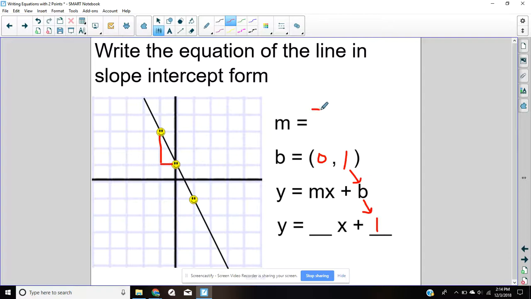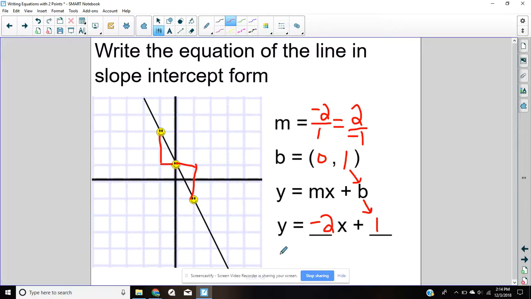So my negative rise is going to be negative 2, and my positive run is going to be a positive. I could also write this as positive 2 if I decided to go from this point up, but then I would have to go left. And that left creates my denominator of negative 1. Either way, if I took a calculator and divided these, I would find that my slope is negative 2.